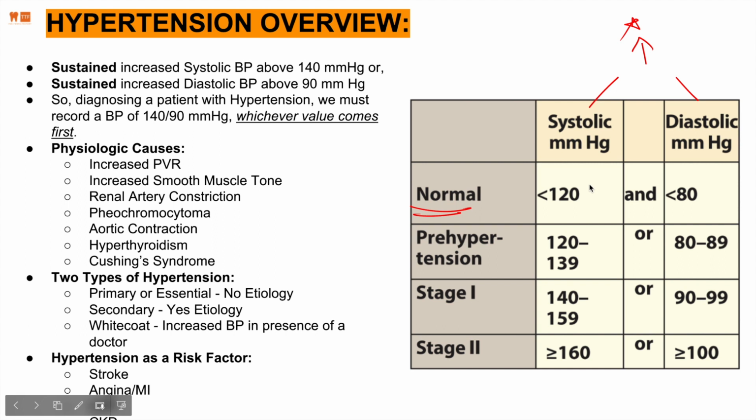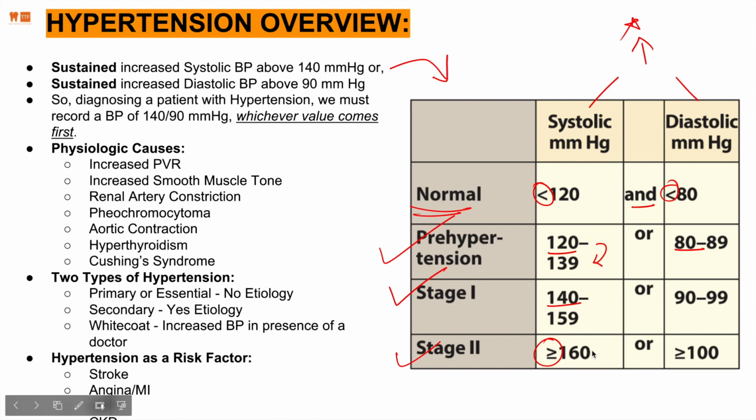Now, normal is not 120 over 80. It is less than 120 and less than 80. Because as soon as a value touches 120 or 80, it's now considered pre-hypertension. So let's keep that in mind. It goes all the way up to 139. But as soon as 140 is involved, we are now at stage 1 hypertension, remember? Sustained increase. And then we have stage 2 with over or equal to 160.